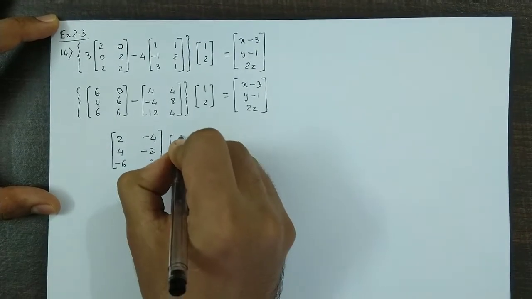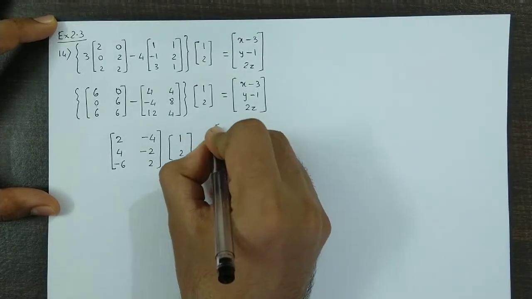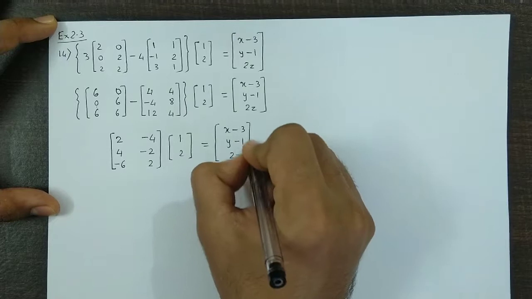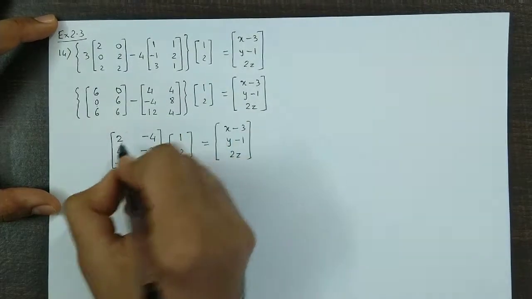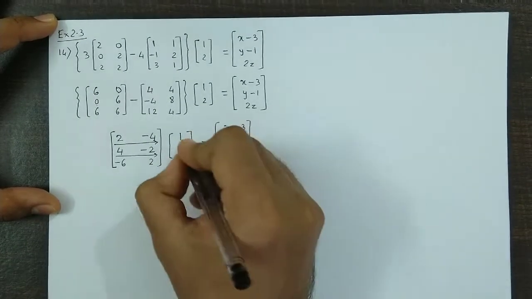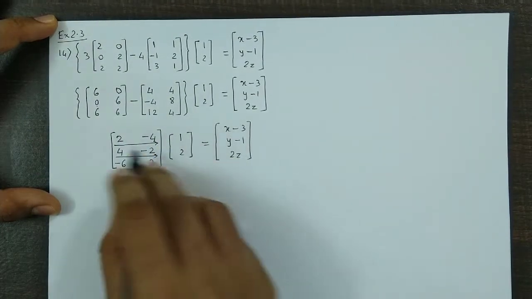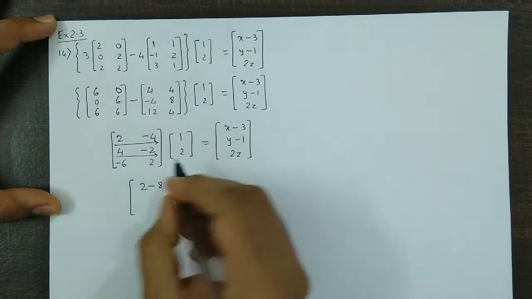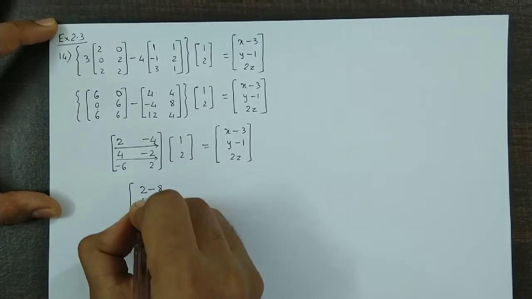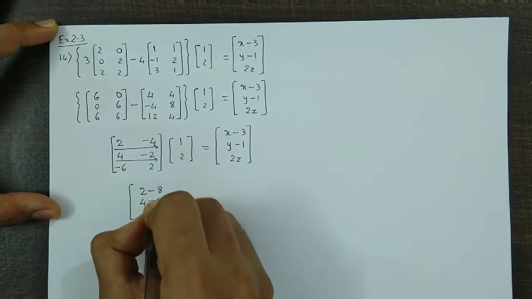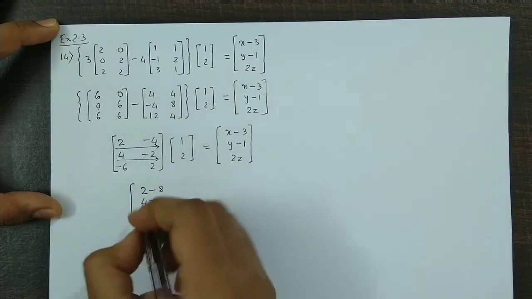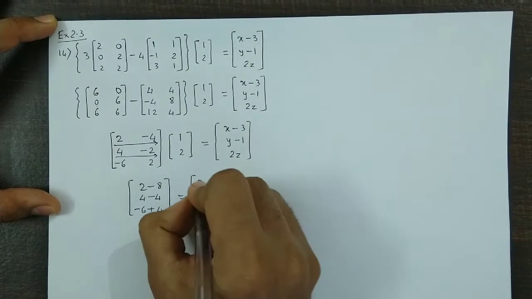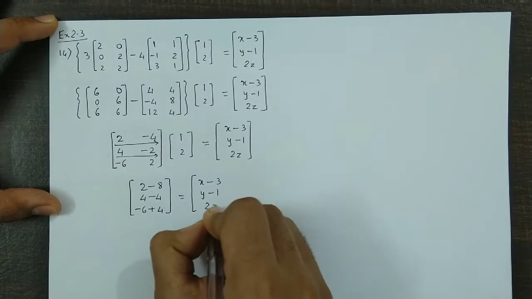Now we perform the matrix multiplication. The right hand side again remains as it is, that is x minus 3, y minus 1 and 2z. The rows are multiplied by the column, there is just one column here. So R1 into C1, 2 1s are 2, minus 4 into 2 is minus 8. Then R2 C1, 4 1s is 4, minus 2 into 2, that is minus 4. R3 C1, that is minus 6 and plus 4, is equal to x minus 3, y minus 1 and 2z.